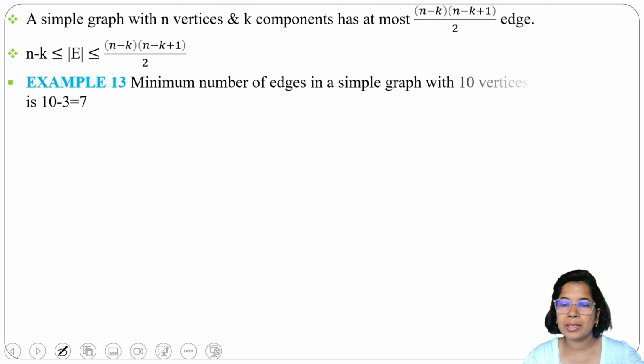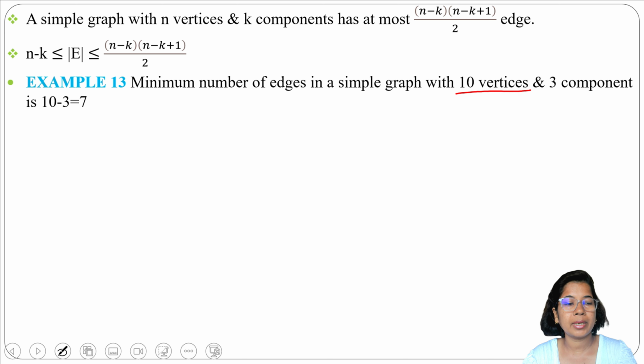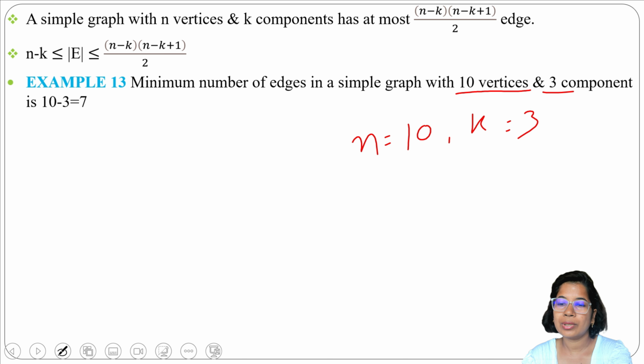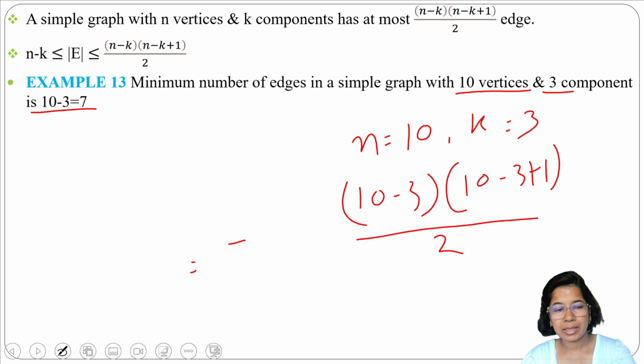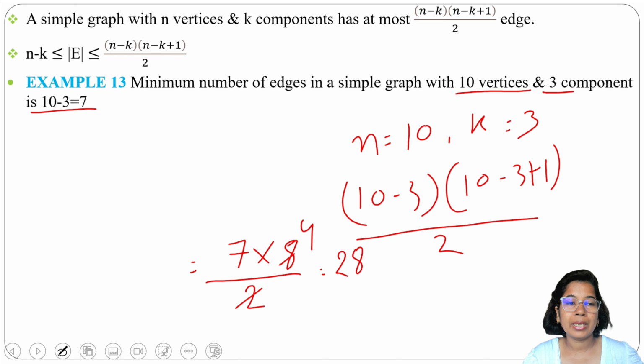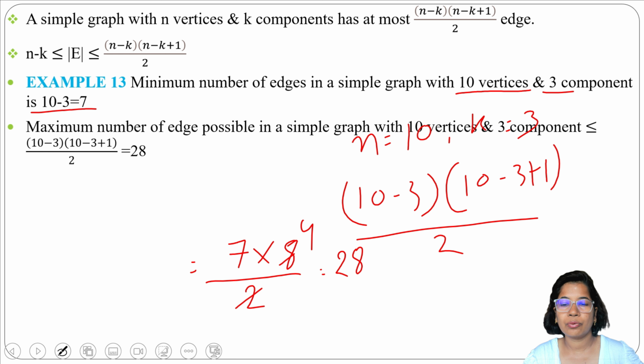Let's see some examples. Example 13: minimum number of edges in a simple graph with 10 vertices and 3 components. So here n equals 10 and k equals 3. Minimum number of edges equals 10 minus 3, which is 7, and maximum number of edges will be (10 minus 3) multiplied by (10 minus 3 plus 1) divided by 2. 10 minus 3 is 7, multiplied by 7 plus 1, which is 8, divided by 2. So the minimum number of edges is 7 and the maximum number of edges equals 28.